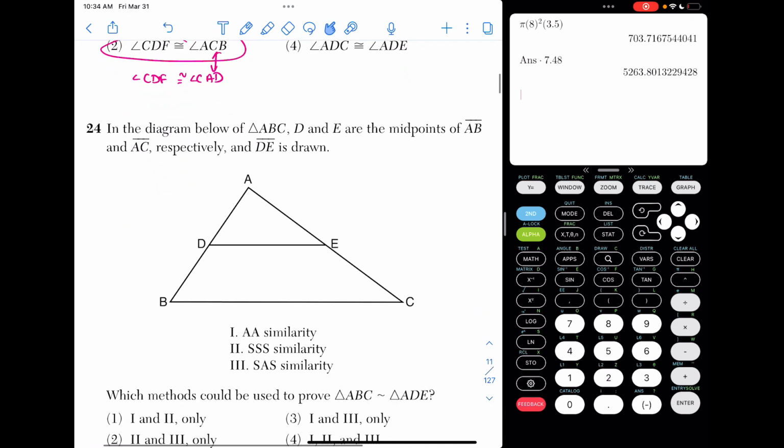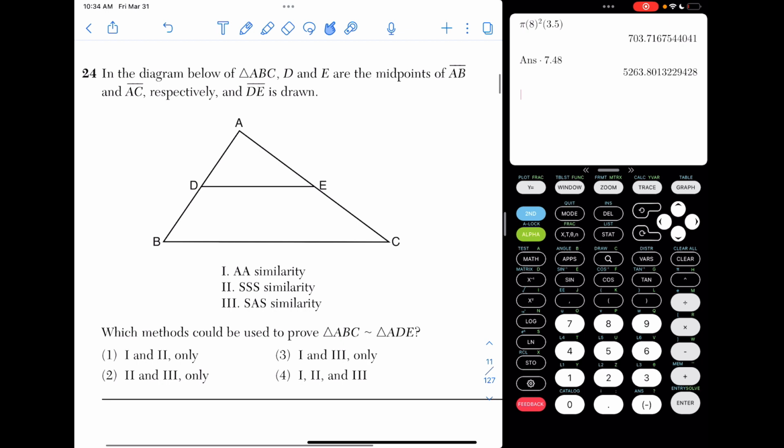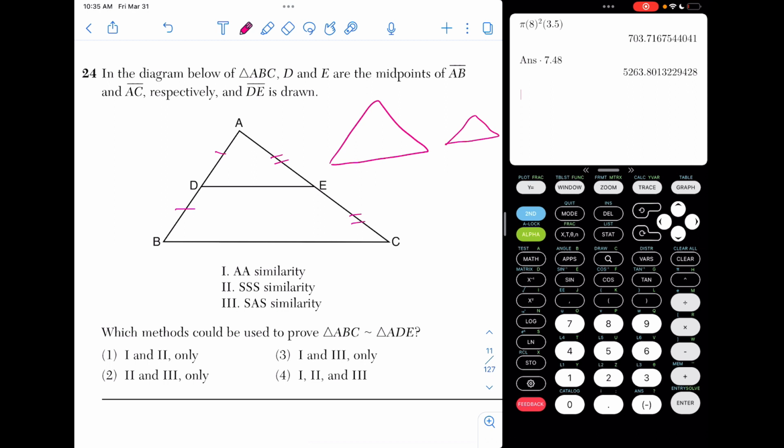All right, and for our last problem, in the diagram below of triangle ABC, D and E are midpoints of AB, so I'm going to mark those off, and AC respectively. DE is drawn. Which methods could be used to prove that ABC is similar to ADE? Okay, let's take a look at what we know here. So what I'm actually going to do, since we're talking about ABC and ADE, is I'm going to just draw these triangles separately off to the side.